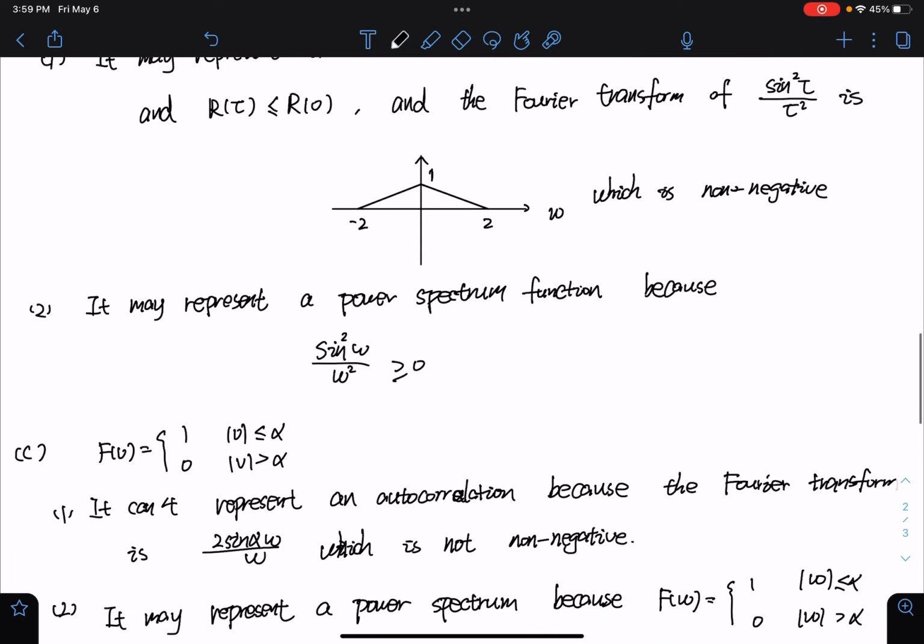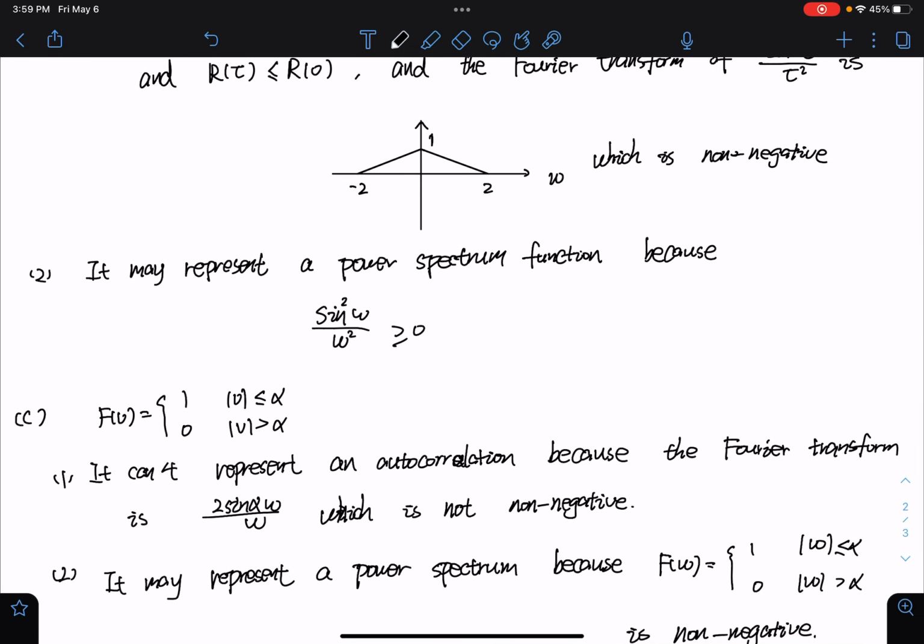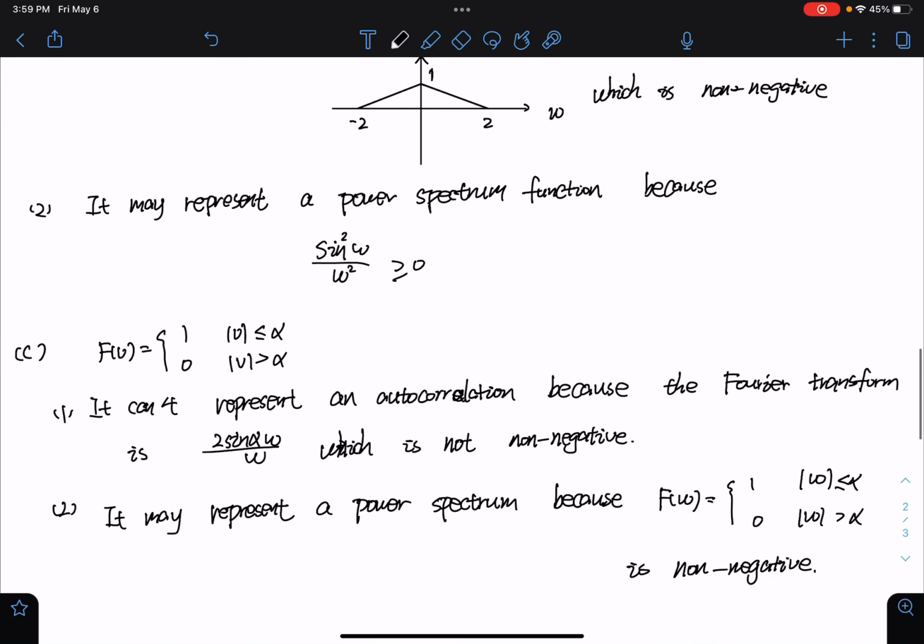And finally, if we have big F(v) equals 1 when the absolute value of v is smaller than or equal to alpha, and big F(v) equals 0 when the absolute value of v is larger than alpha, first, it can't represent an autocorrelation function.